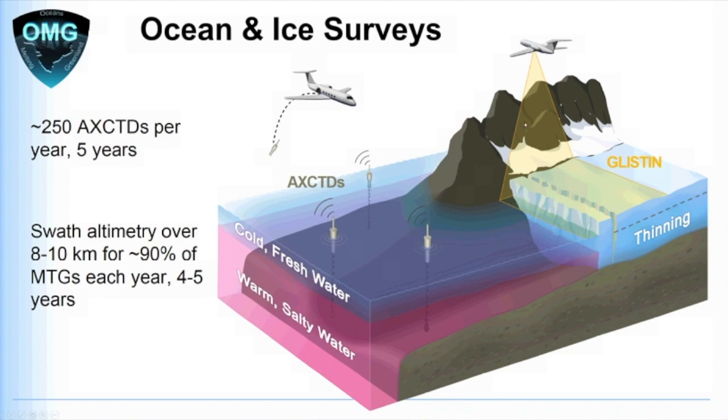The other half of the OMG mission, which is really the central part, is two campaigns to measure the ice height changes and the ocean temperature changes offshore. These are both conducted by aircraft. The ice survey is an airborne radar. It's a swath altimeter, an interferometer, so it essentially sweeps out a swath, creating a digital elevation map.